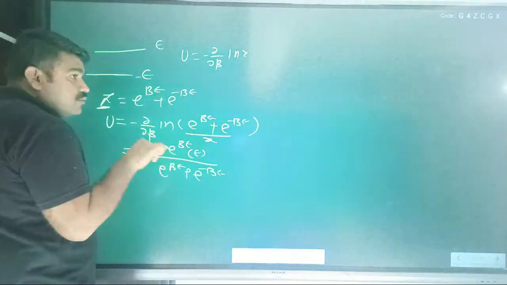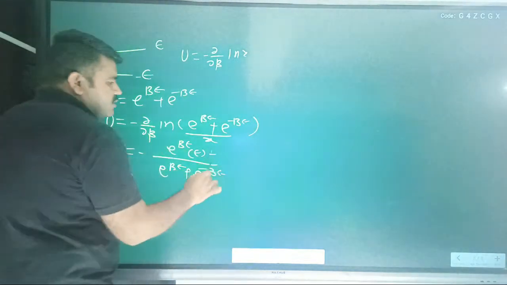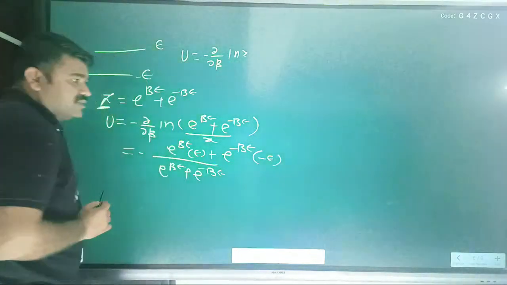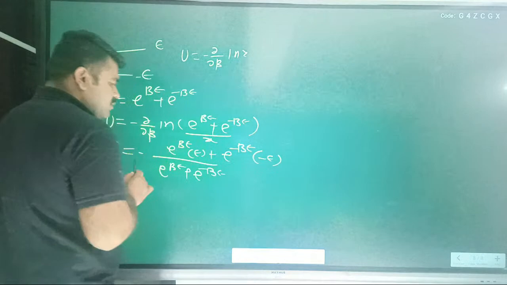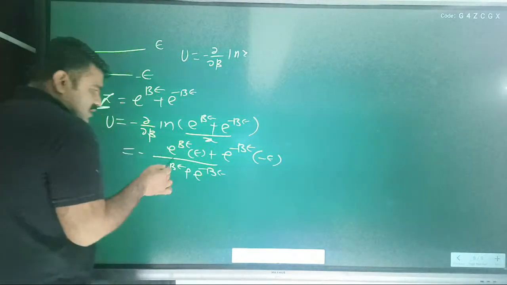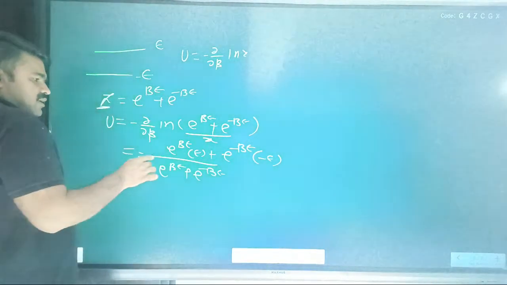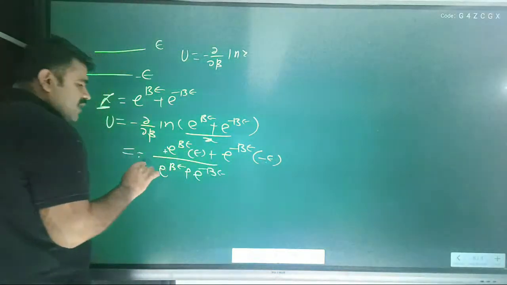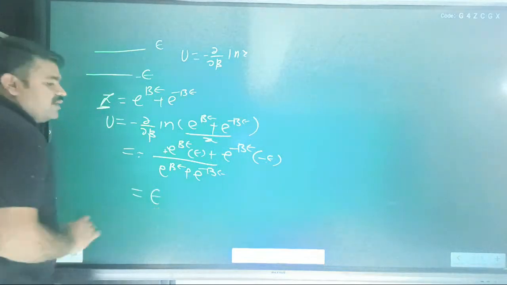Beta epsilon, derivative with respect to beta epsilon, plus the second one, e to the power minus beta epsilon, into minus epsilon, because here the sign is minus epsilon. Then minus, multiply this side. Here is a plus, here is a minus, means here the sign is plus, plus into minus, minus. Minus into minus, plus. When this becomes epsilon, we can take it common out.